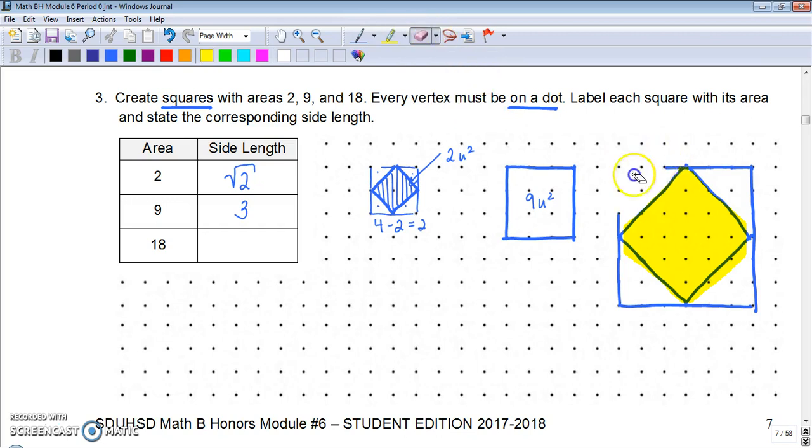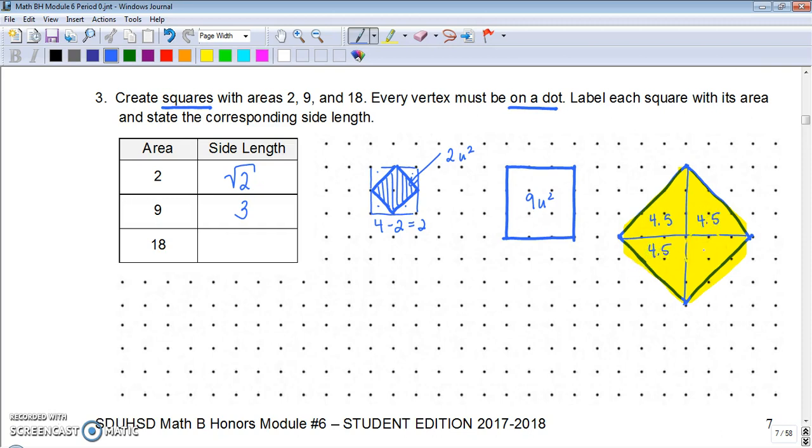Let's see if I can actually erase this. And I'll focus on maybe breaking up the inside just to change it up. So this would be 3 times 3 times a half, which would be 4.5 for each one of these, which gets me my total area, which is 18 square units.